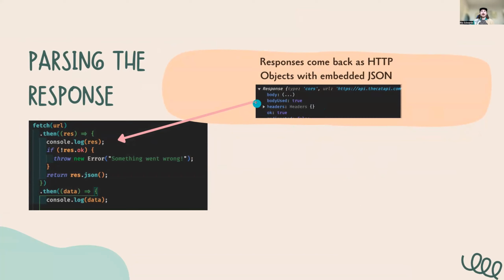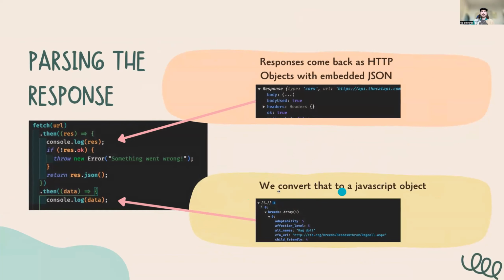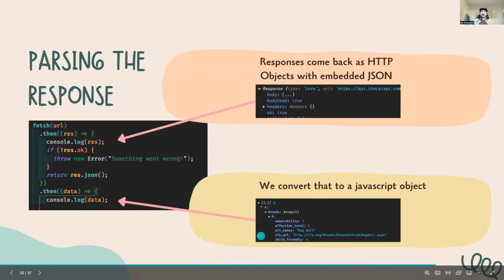My slides walk a little bit through this. So this console log will look like this. It'll be your response with a body, and this is your HTTP response, right? And it has embedded JSON in the body. It has headers, it has OK, a couple other things. So that's our HTTP response. And then we convert it into a JavaScript object when we do res.json. And then at this point, we console log and it looks like this. So this is the body of the response. This is the actual data that we want from the API.